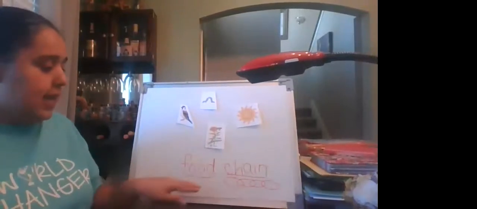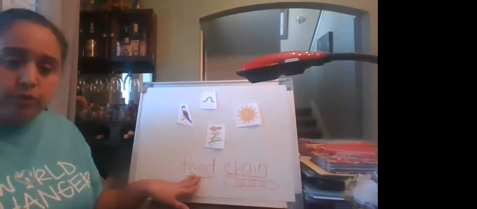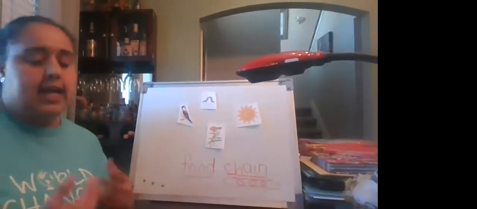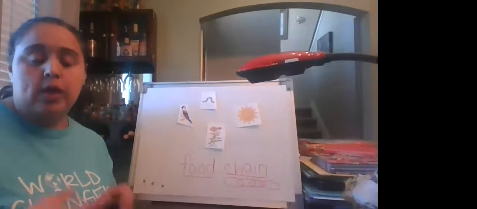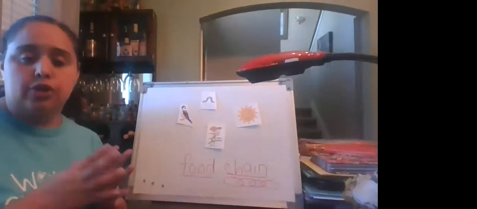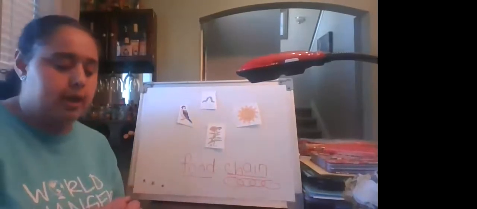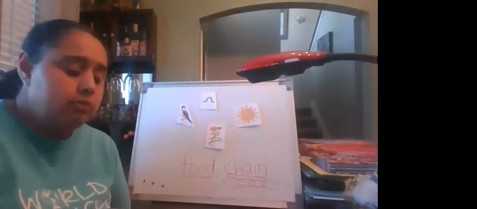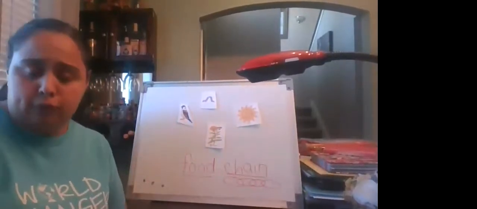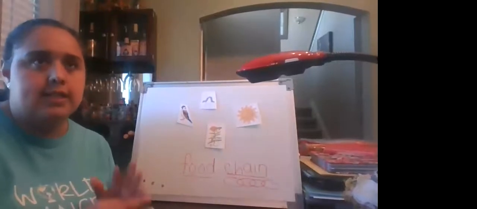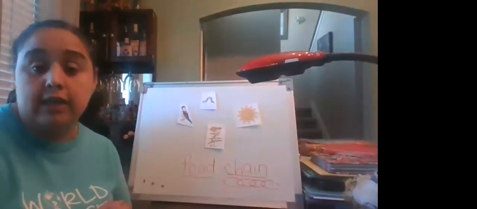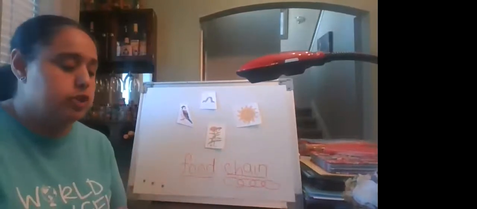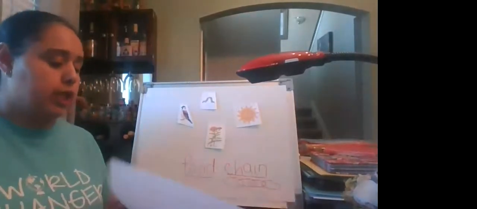Food chain. We know what a food is and we know what a chain. A chain kind of looks like this. En español es cadena, una cadena alimenticia que encontramos en los hábitats, ¿verdad? Entonces, we're going to be learning about food chains. And so we find different types of food chains in environments, not just one, many different types of food chains. So we're going to start learning about food chains.